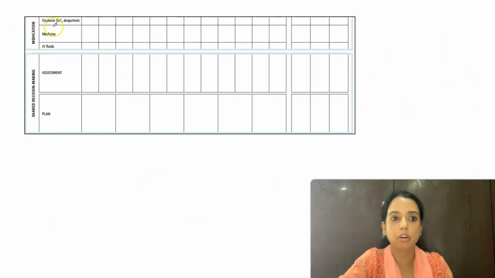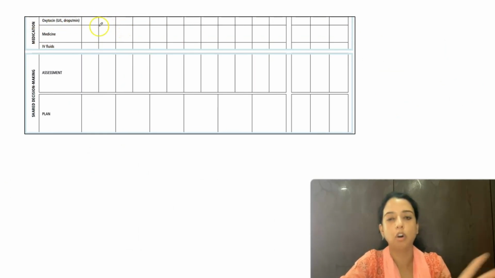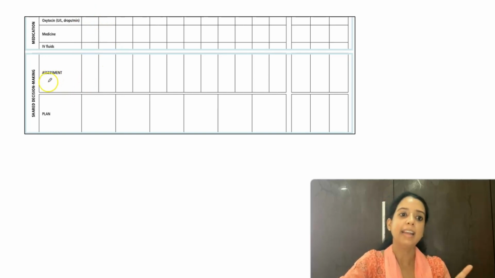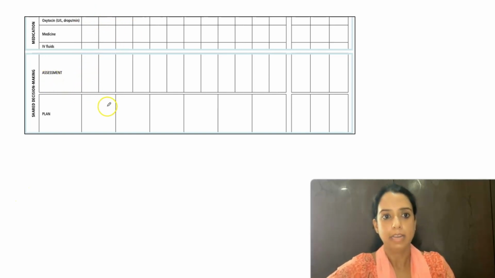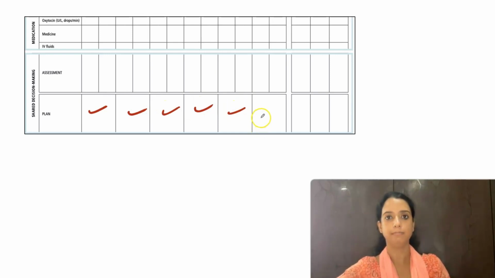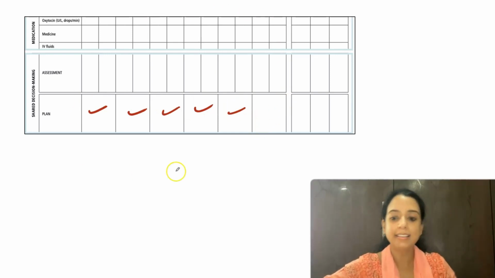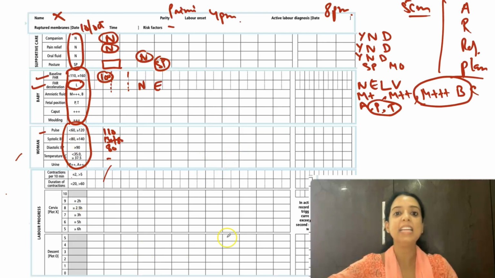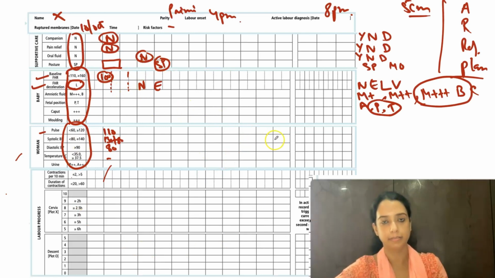Next comes the 6th column, which is medication, which includes oxytocin, any other medicine and IV fluid, which you have to give. There is no alert column in here. And then the assessment and plan. Here you have to write down a plan for each of the alert values. So these 7 parameters are there in the WHO labor care guide.